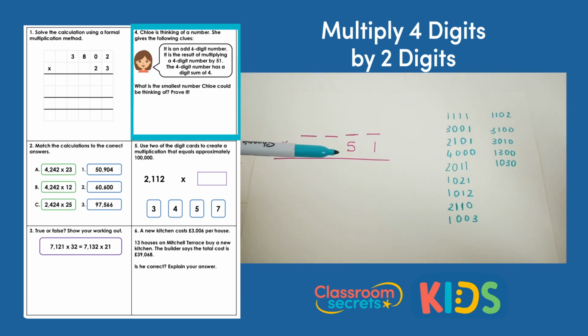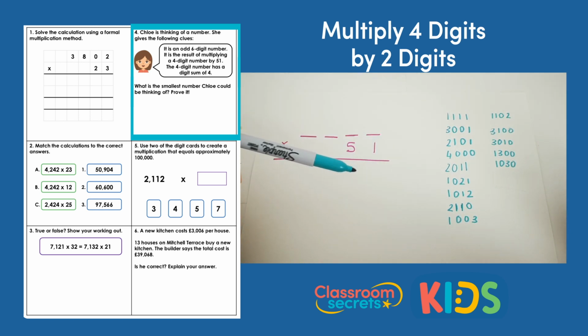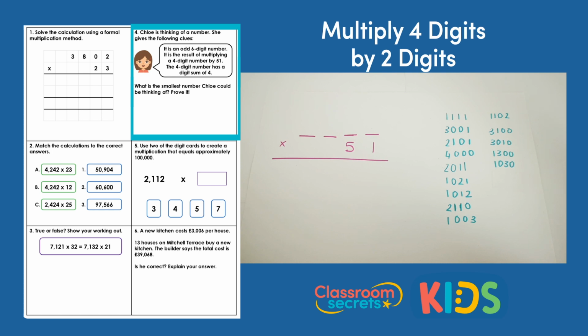We need to think carefully now about whether or not, when these numbers are multiplied by 51, they will give me an odd answer. I know the answer is odd if it ends in 1, 3, 5, 7 or 9. So already I can cross off my list any even numbers, because when you multiply an even number by an odd number, the answer is an even number.